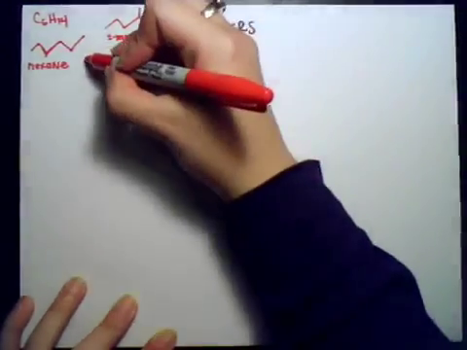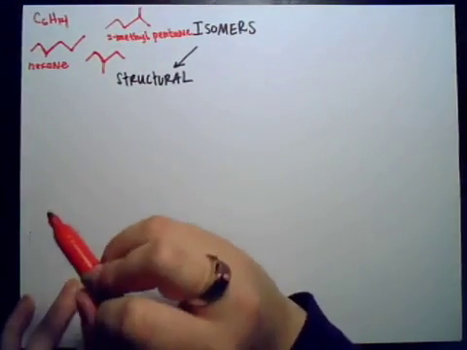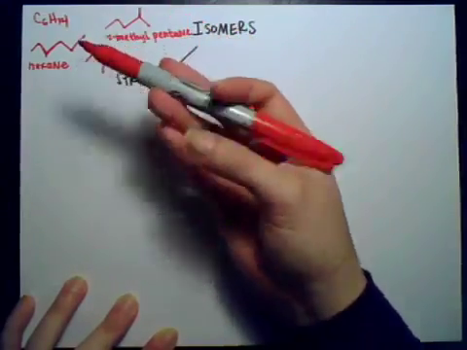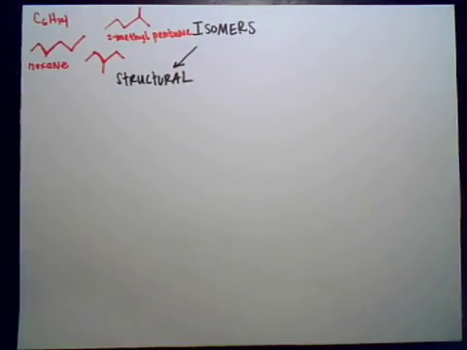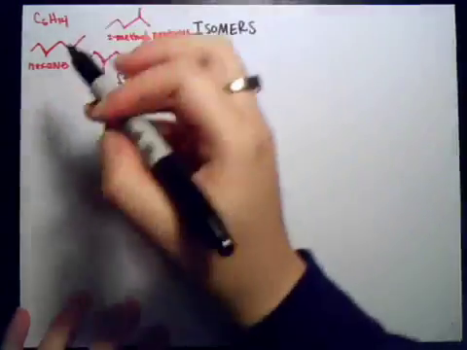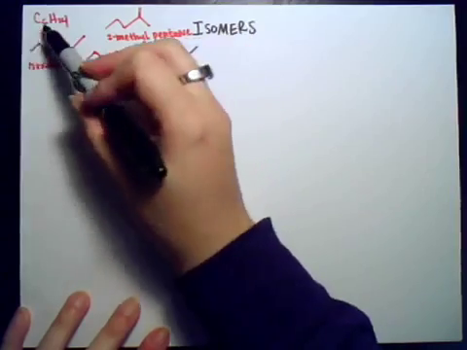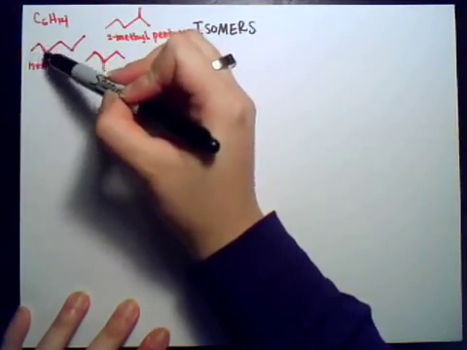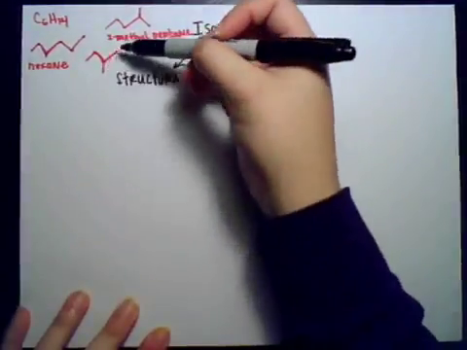All of these molecules are completely different in their chemical properties and such. However, they happen to share the same molecular formula. Let's just check to be sure. C6H14. So hexane: 6 carbons, and then 14 hydrogens, 1, 2, 3, 4, 5, 6, 7, 8, 9, 10, 11, 12, 13, 14. Okay, so that matches.